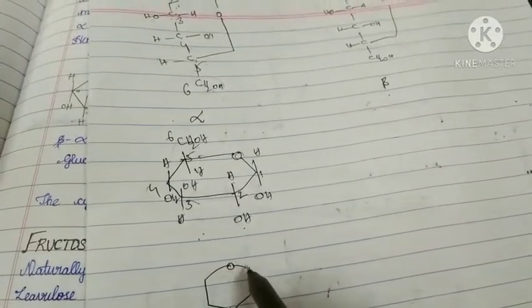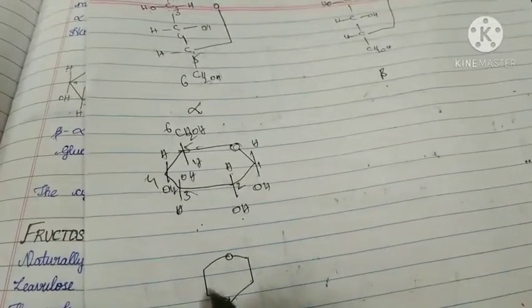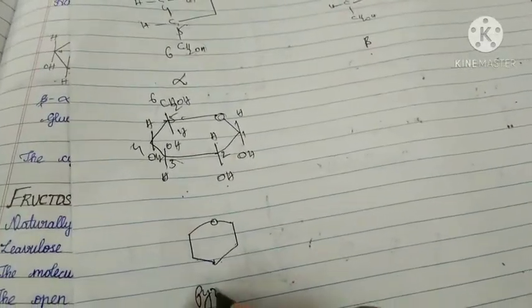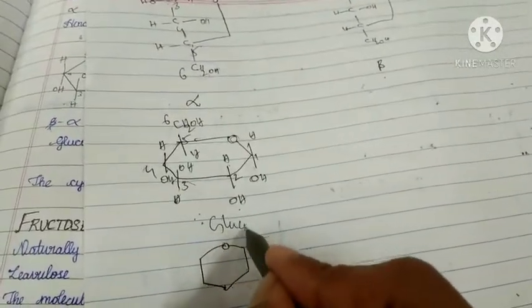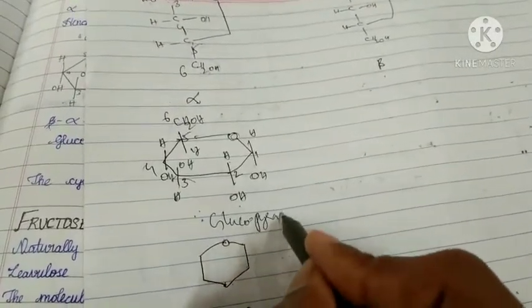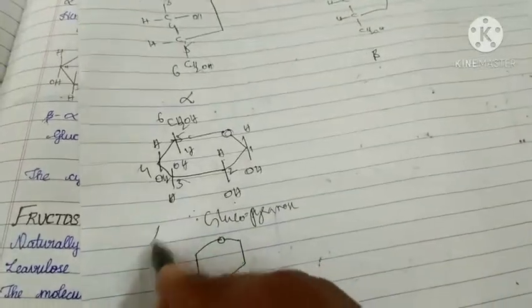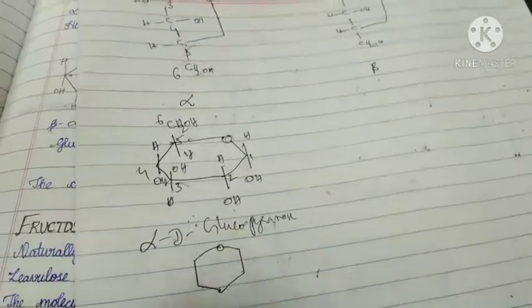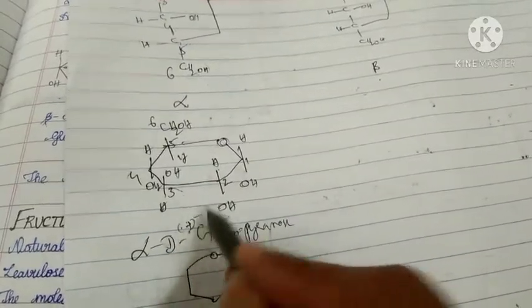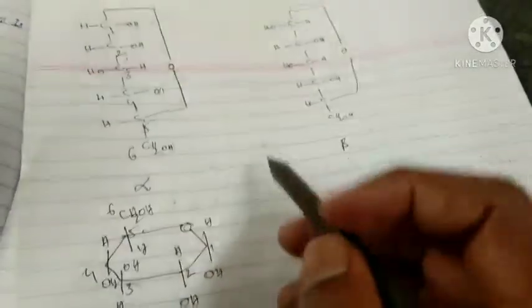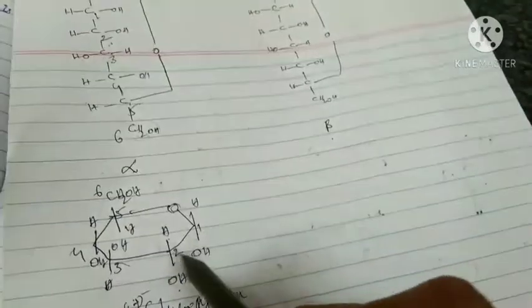This is a 6-membered ring: 1, 2, 3, 4, 5, 6. Its name is pyran. So it is called glucopyranose. It is called glucopyranose, nothing but alpha D plus glucopyranose. Similarly, it can also be written like this.